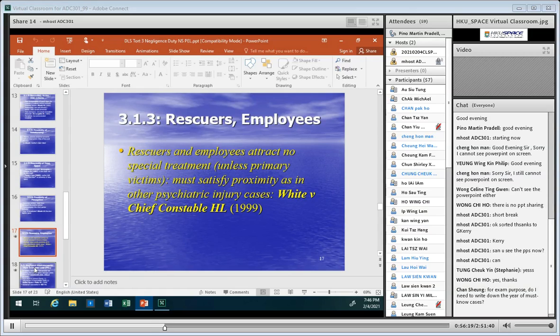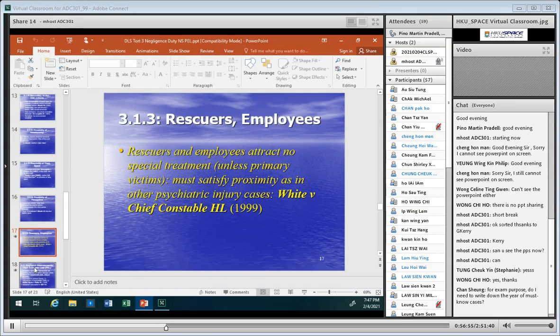So they said, White and the Chief Constable, South Yorkshire. The plaintiffs were the police officers deployed to Hillsborough Football Stadium who claimed to suffer psychiatric illness as a result of their professional involvement in the disaster. At the Court of Appeal, the majority held that even though the police officers were not primary victims and did not satisfy the first additional factor imposed on secondary victims, they were nevertheless entitled to succeed on the grounds that they were rescuers. But that goes to the House of Lords, who said no special rule for rescuers.